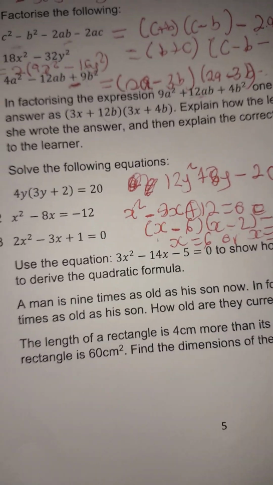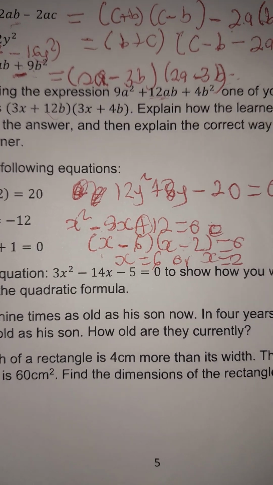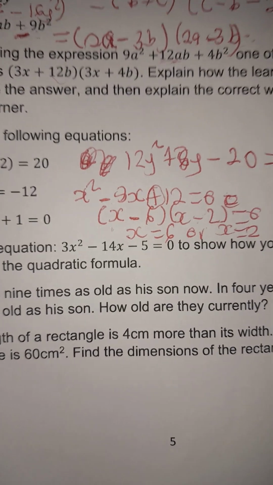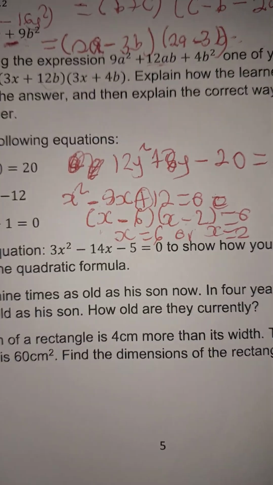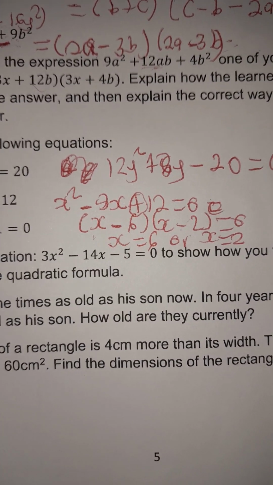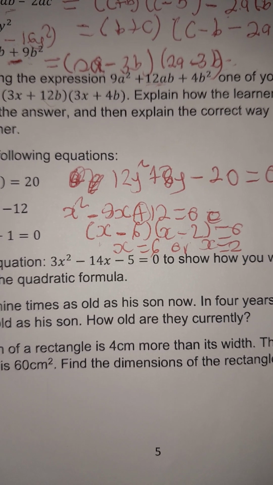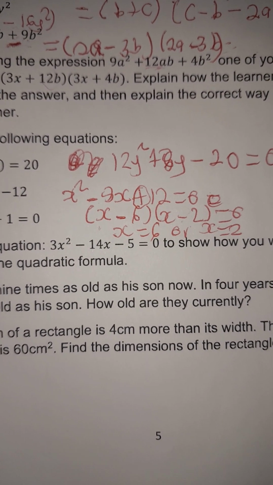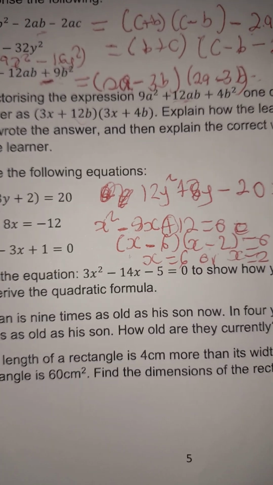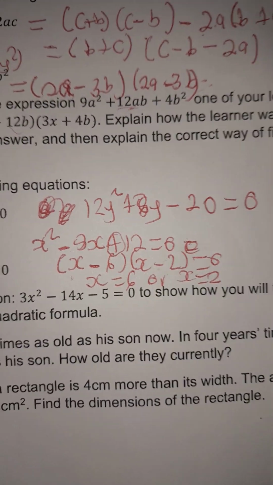Okay, at 2.4, use the equation 3x squared minus 14x minus 5 equated to 0 to show how you will teach the learners to derive the quadratic formula. 8 marks. When we are deriving a quadratic formula, we will have to complete the square. I'll show you how you are going to complete the square, because the quadratic formula was derived from completing the square.